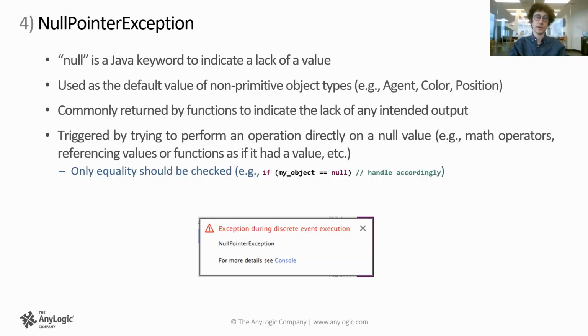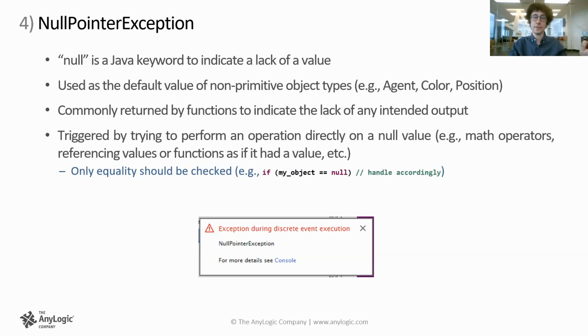Okay, for this next runtime error, this is the most generic one, and probably sometimes harder to debug because of how generic it is. In Java, null is a keyword to indicate a lack of a value, and it's used as the default value whenever you have a non-primitive object type, for example agents or colors or positions. But it's also used by functions to indicate the lack of output. For example, if you use something like a randomWhere function, or other built-in functions that search through a collection, and the condition in that function call isn't met by any of the agents in the collection, it will return null.